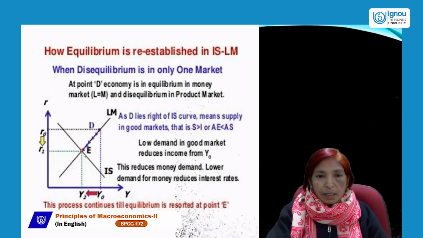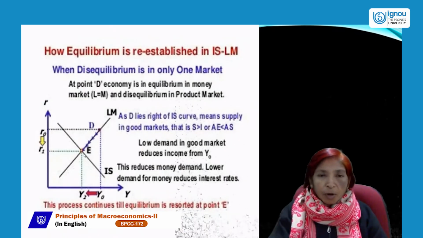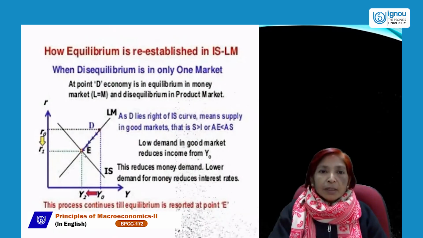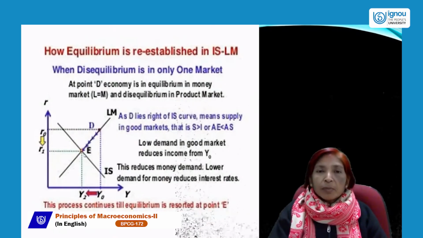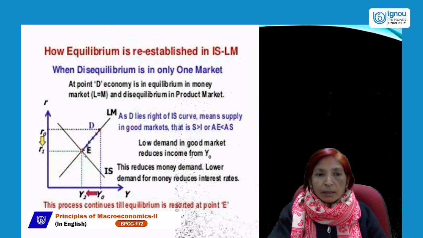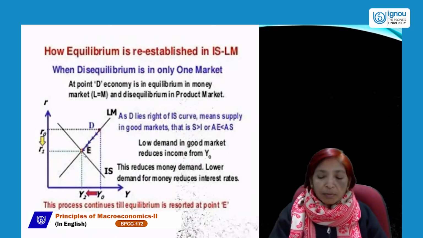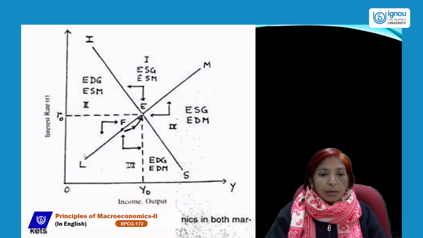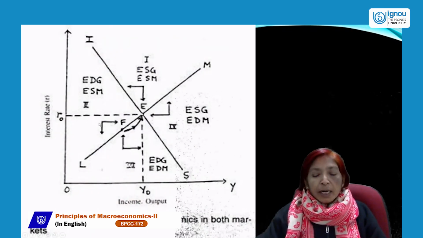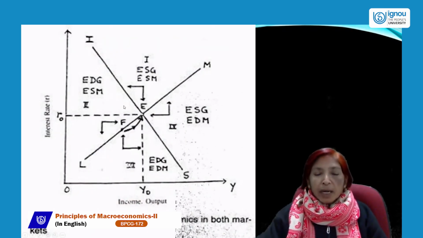So, in this way, we can solve the problem of disequilibrium. If any disequilibrium exists, then we can solve this problem and again we can reach the equilibrium point.